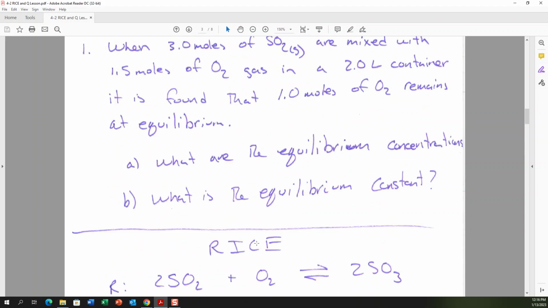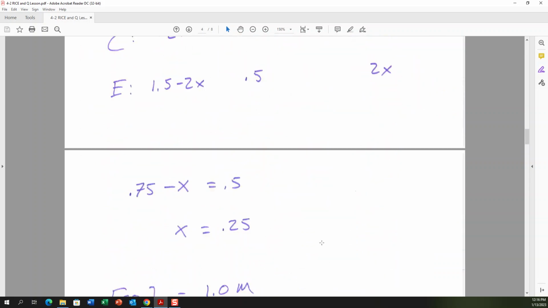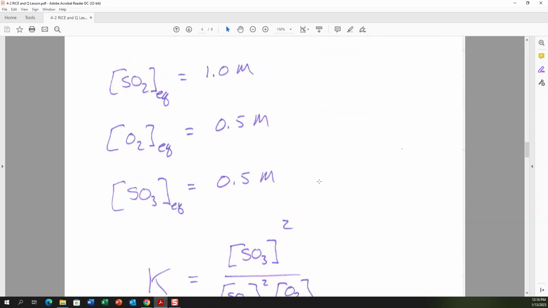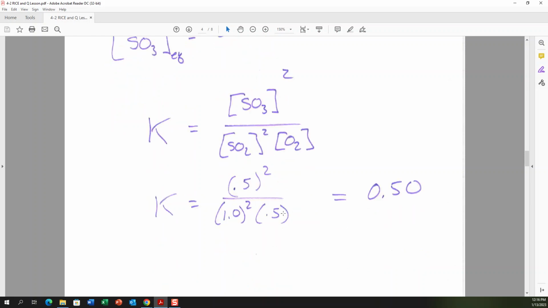Okay, so the other part of this question was to calculate the equilibrium constant, so let's go ahead and do that. Now all we have to do is plug these molarities into the expression. So K would equal the concentration of SO3 at equilibrium squared over the concentration of SO2 squared times the concentration of oxygen. So we plug in our numbers and we get, at whatever temperature this is happening, our equilibrium constant for that reaction is 0.5.